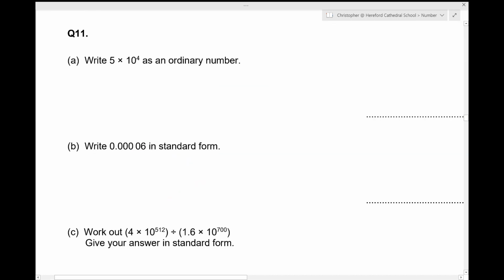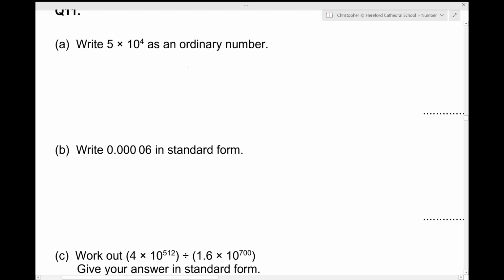Question 11. 5 times 10 to the power of 4 is simply 5 with 4 zeros. Write this number in standard form. Right, well, it's obviously going to be 6 times 10 to the power of, and it's going to be 1, 2, 3, 4, 5, 10 to the power of minus 5.